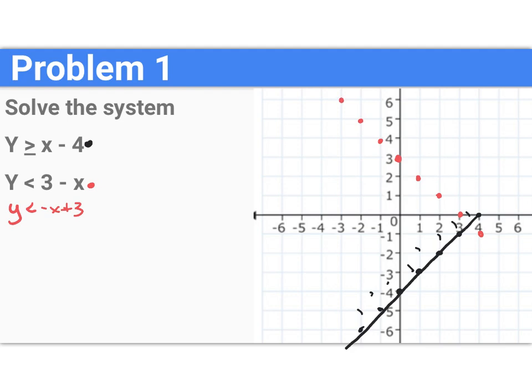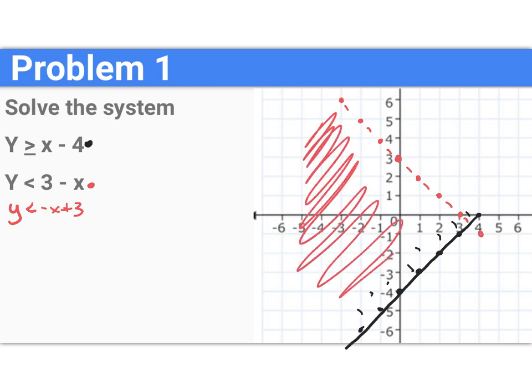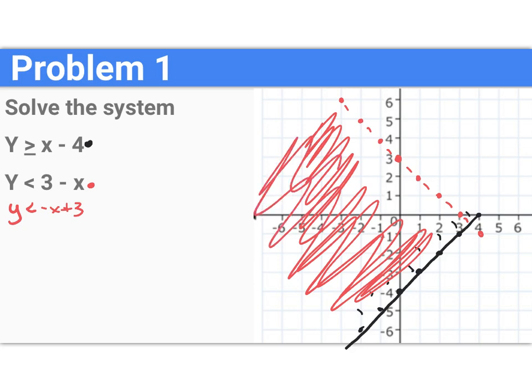And it's not underlined, so it's a dotted line, which means no solution lies on the line, and we're below. Yes, we are. Less than is below. So every point in this region will work. And what I suggest you do is you take 0, 0 and put them into both equations and see what works.